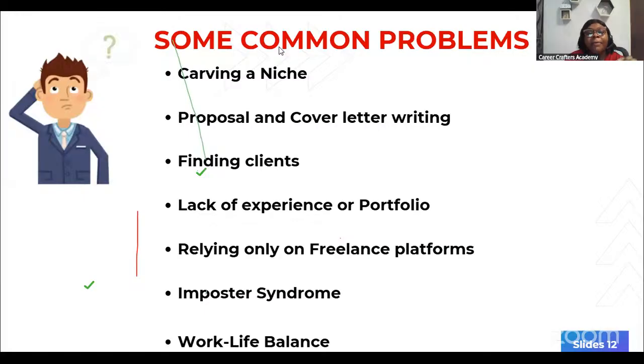Okay, another problem that people face is relying only on freelance platforms. Some of you just run on the platforms I just showed you, and that's the only place. Or you hear someone saying, I've been on Upwork for 2 years, no results. There are other ways to get jobs, not just on freelance platforms. There are other ways to present yourself, and clients will be the ones reaching out to you.